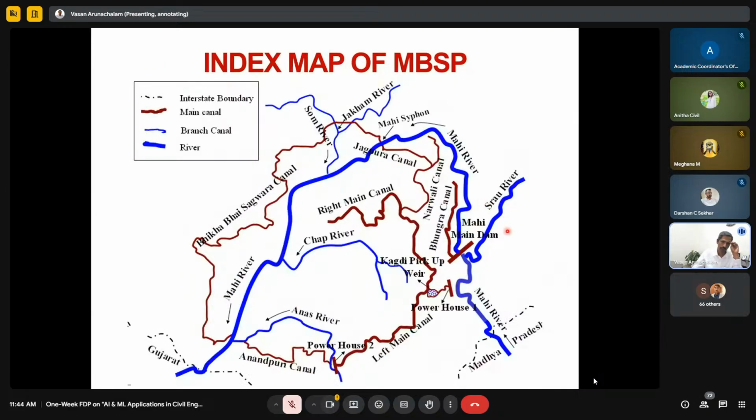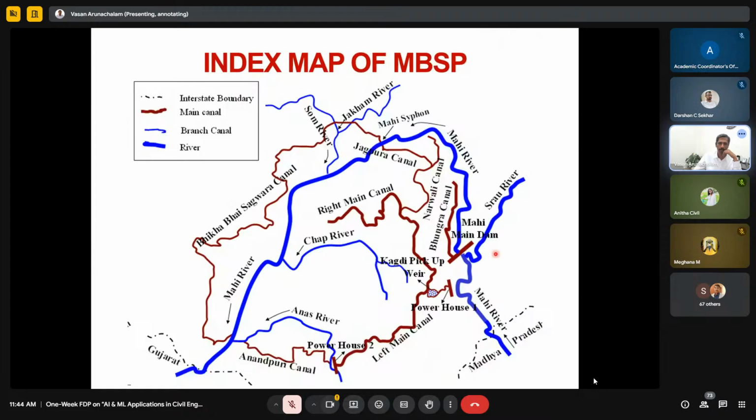So if I briefly explain what is happening here, the main tributary for this particular major reservoir is called the Mahi River, which is shown in this blue color. Here it comes in from Madhya Pradesh, moves all along Rajasthan, then moves to Gujarat. That is the way in which the river is flowing.